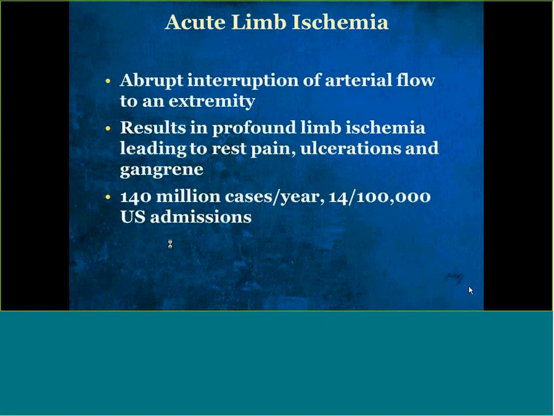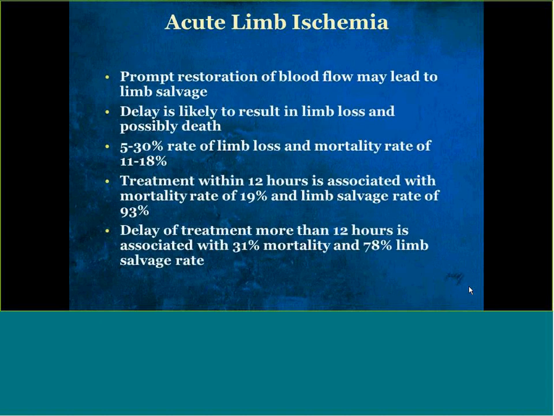Acute limb ischemia is the abrupt interruption of arterial flow to an extremity, so you get rest pain. If it's not treated, you develop ulcerations, gangrene, and you lose the leg. If you get the blood flow back, you can save the leg. If it's too long, there are systemic complications, and people die. If you have acute limb ischemia, one third are going to lose part of the leg, and one fifth, or 20%, are going to die.